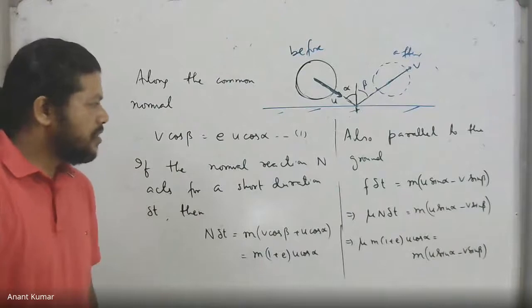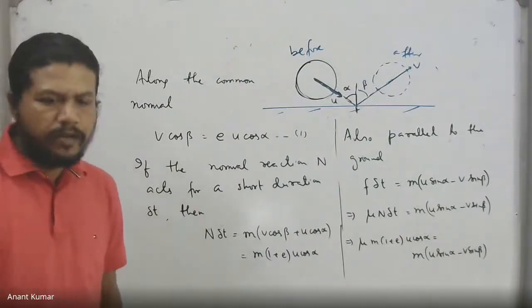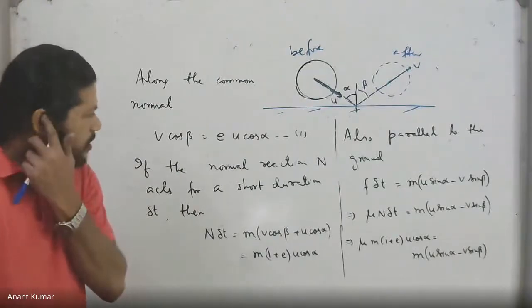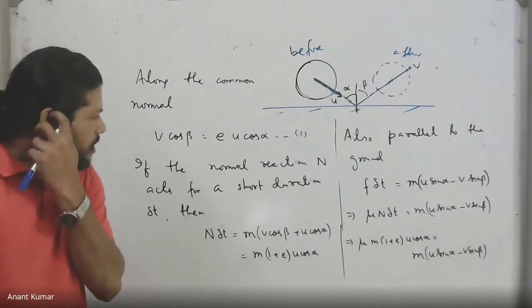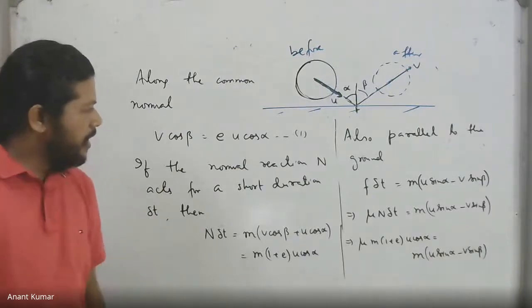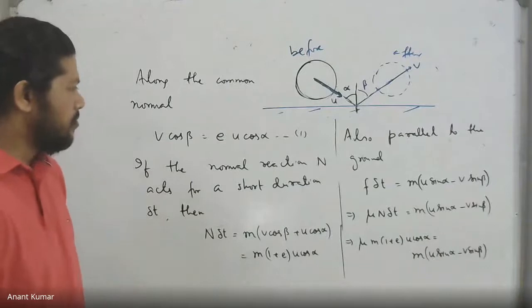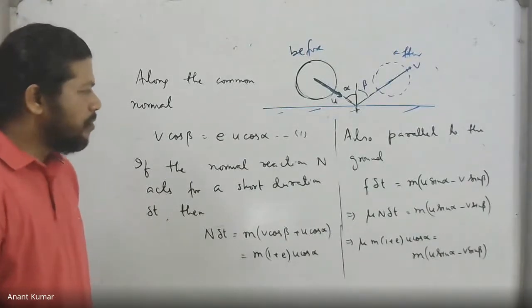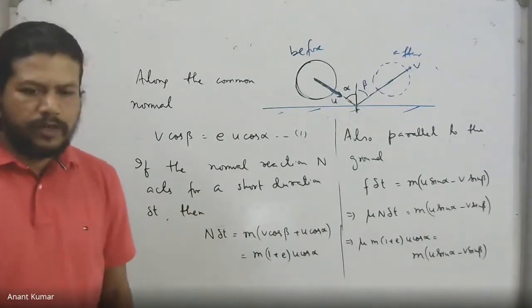V sin beta is the component in the direction parallel to the ground. So if I just find v sin beta from here, I get u sin alpha minus mu (1 plus e) u cos alpha.